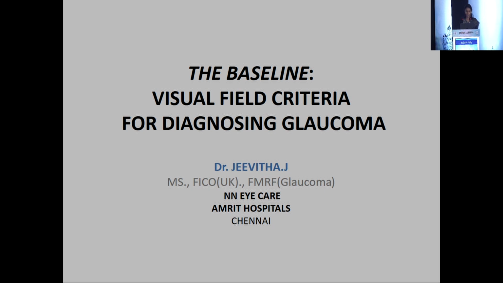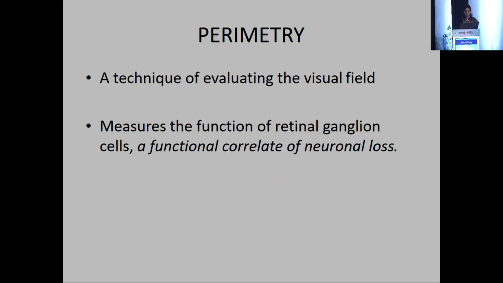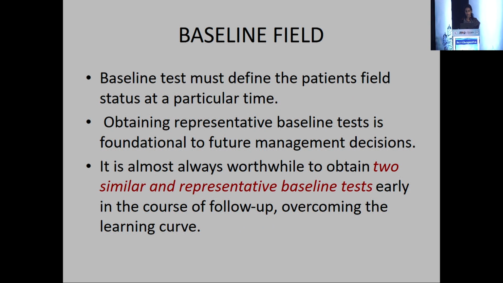Welcome you all to the field of glaucoma. So, perimetry is a technique of evaluating the visual field. It's a functional correlation of the neuronal loss associated with the disease. A baseline test is the test that defines the patient's field status at a particular point of time, like at the beginning of the therapy or after a major change in the treatment strategy.